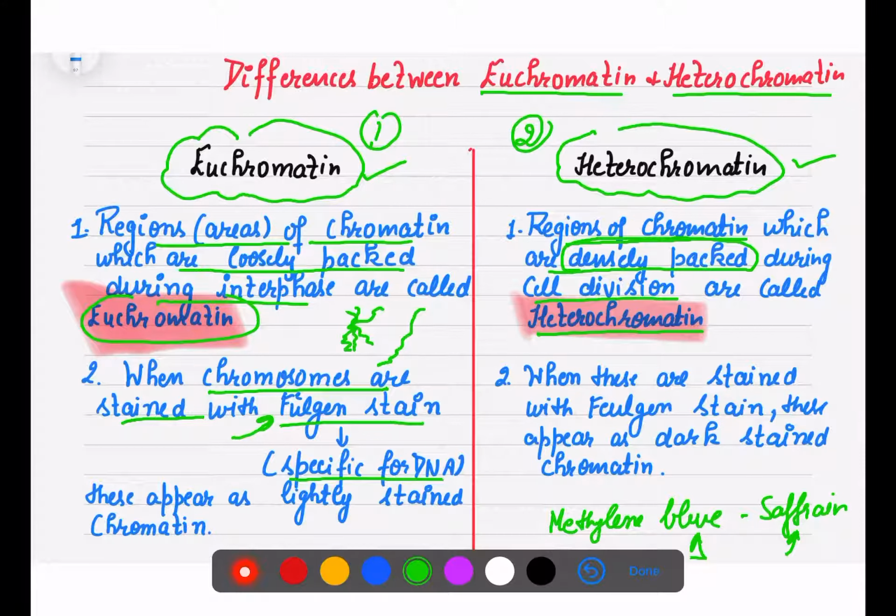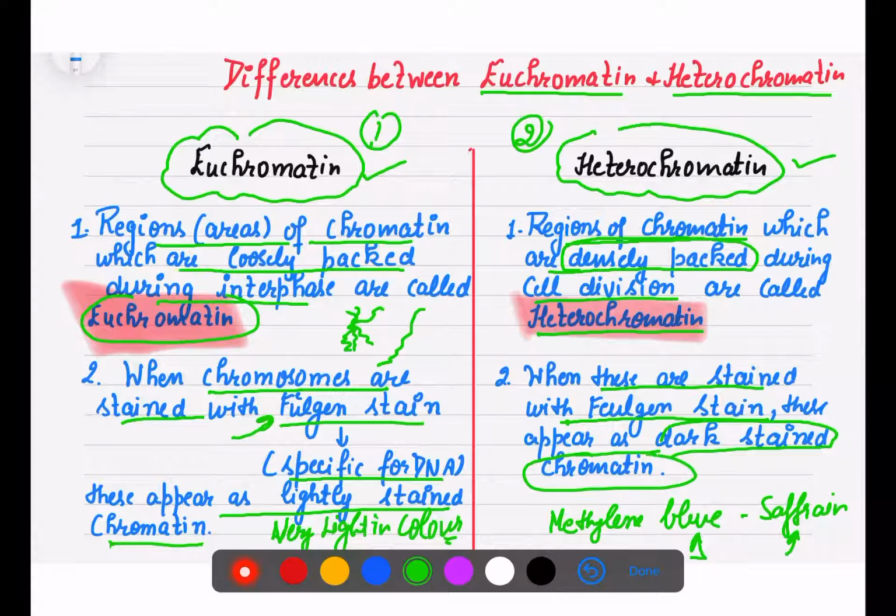When you stain chromosomes and DNA, the areas which are very lightly stained, very light in color, are euchromatin. When chromosomes are stained with Feulgen stain, heterochromatin are the dark stained chromatin. The dark stained areas which appear on chromatin are known as heterochromatin.